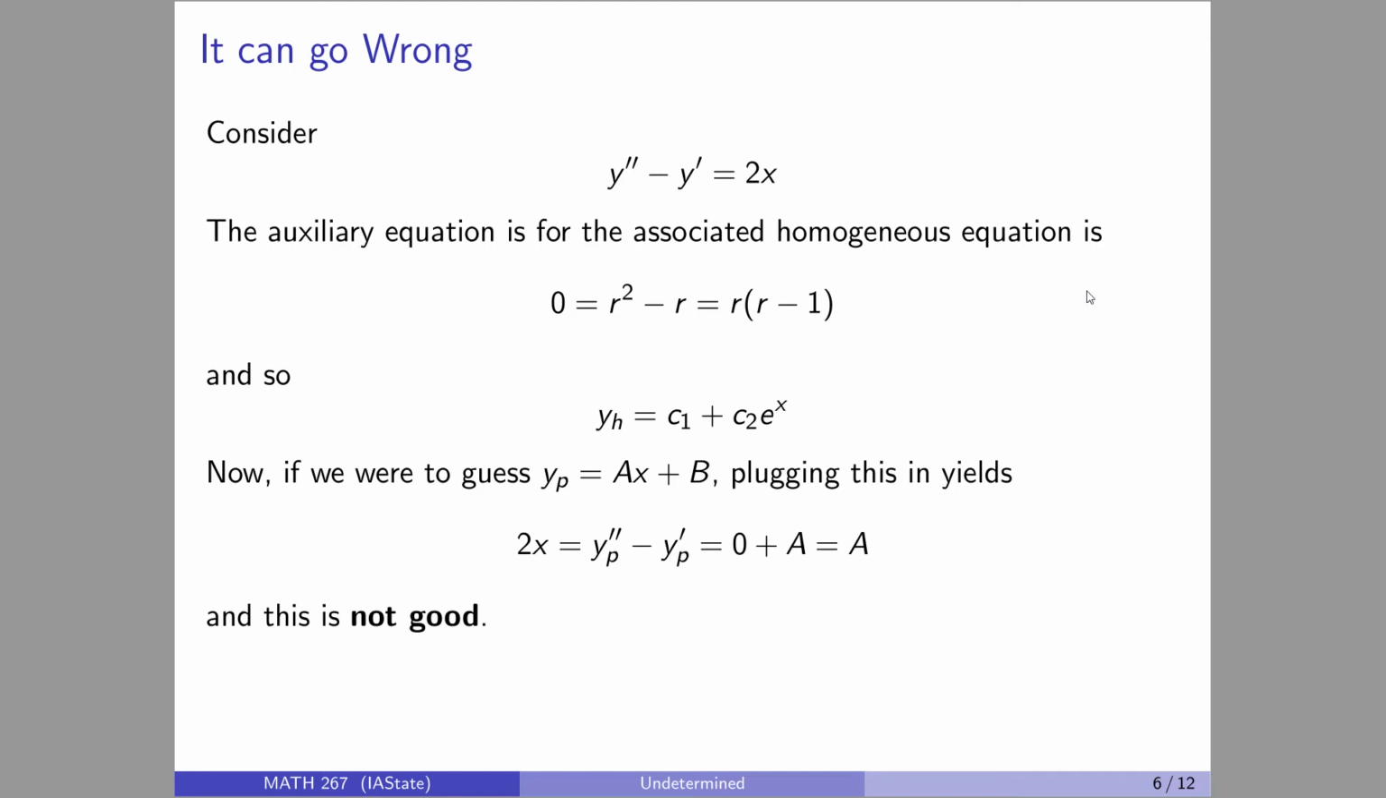Like I just noted, the natural guess of ax plus b falls apart because we get 2x is equal to a constant. Not good. And that should be a minus a, not a plus a.